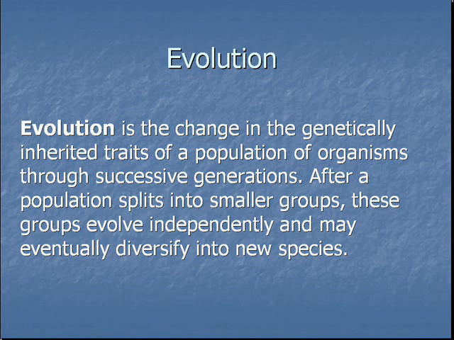Evolution is the change in genetic inherited traits of a population of organisms. After a population splits into several small groups, these groups evolve independently and may eventually diversify into new species. Ultimately, all life is descended from a common ancestry through a long series of these specific events. All life can be traced back to its roots about 4 billion years here on Earth.